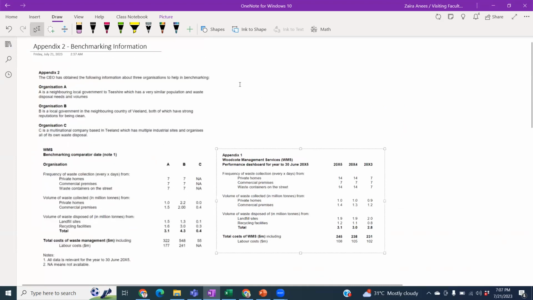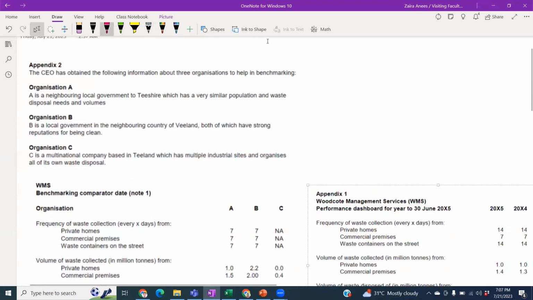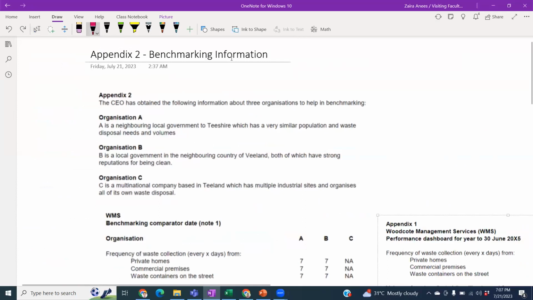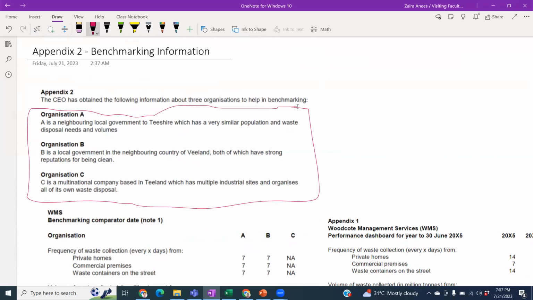Okay. Now, first of all, try to read these 3 points and tell me your conclusion about it. Why have these 3 organizations been given here? What will you do with this piece of information? To compare.